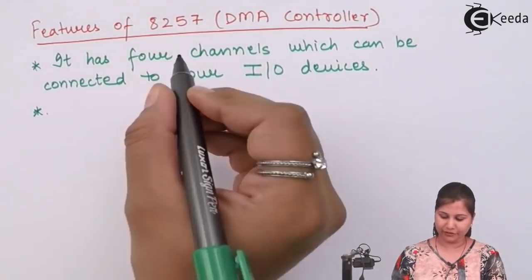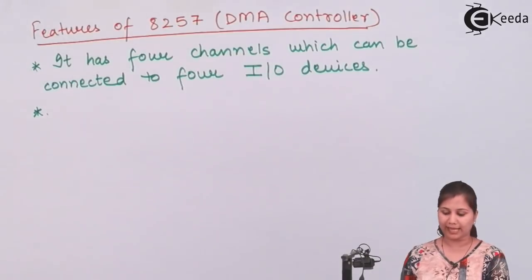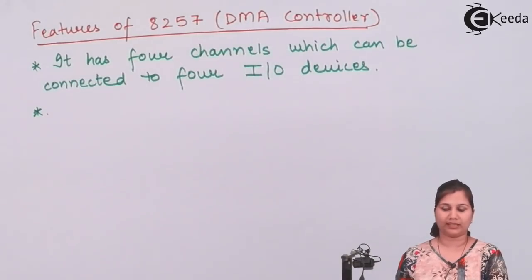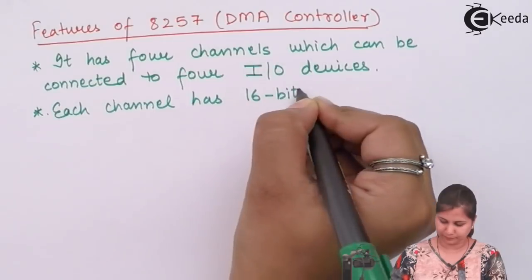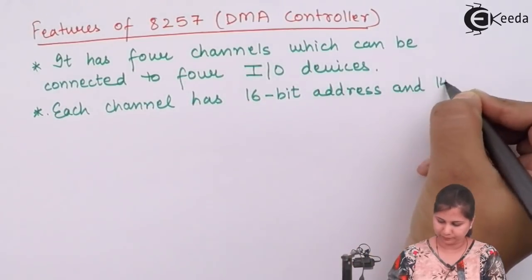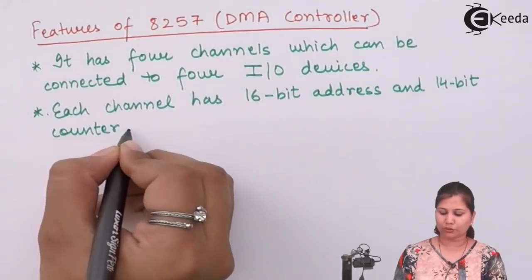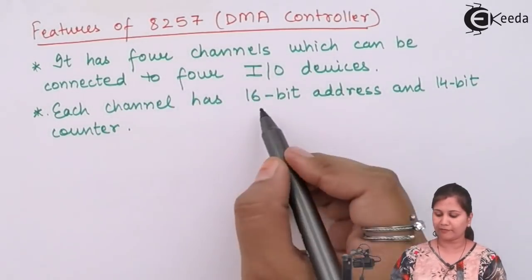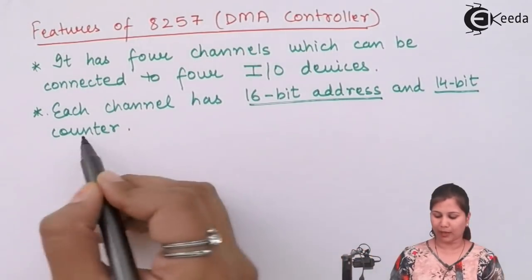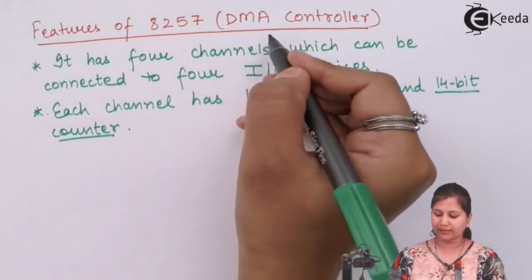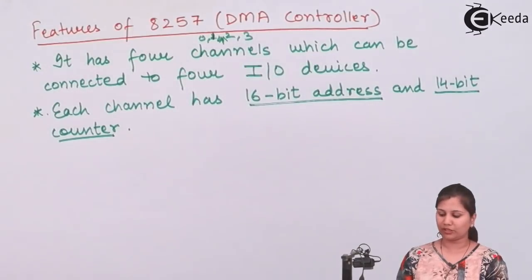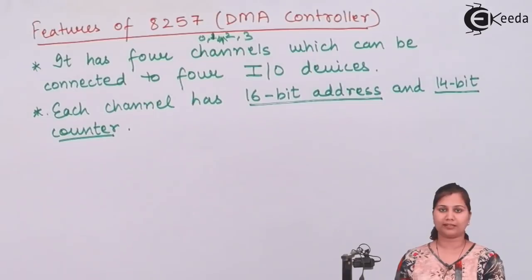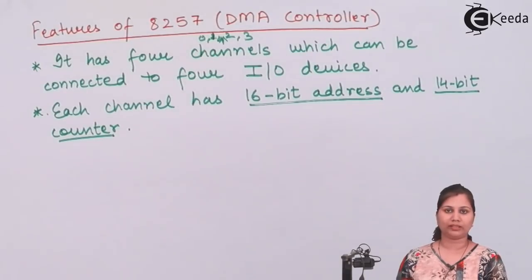Now the next feature is that each channel has a 16-bit address and a 14-bit counter associated with it. So there are 4 channels, 0, 1, 2 and 3. Each channel will have a 16-bit address through which that channel will be selected, and a 14-bit counter, which is going to transfer the data.